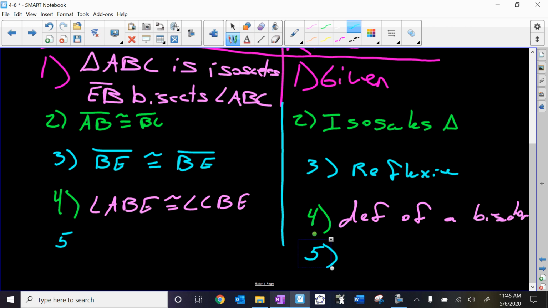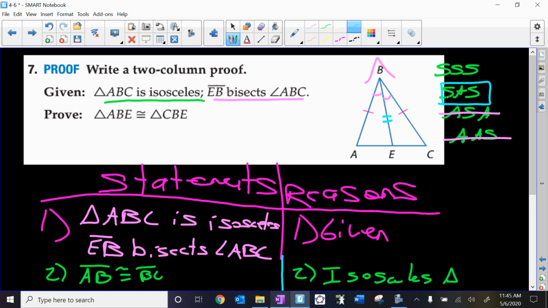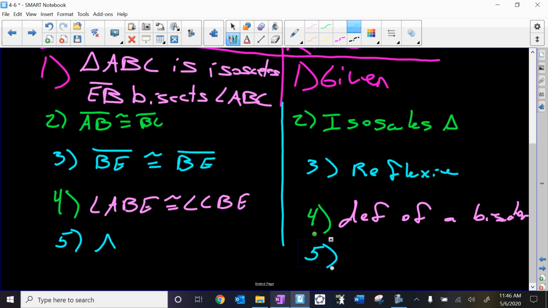And therefore, our triangles are now going to be congruent. We have the side angle side relationship. We're going to say triangle ABE is congruent to triangle CBE by our side angle side relationship.